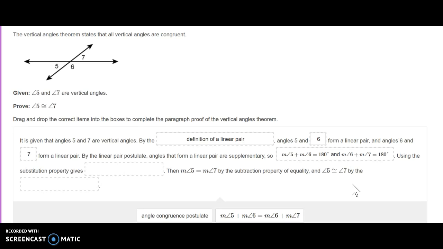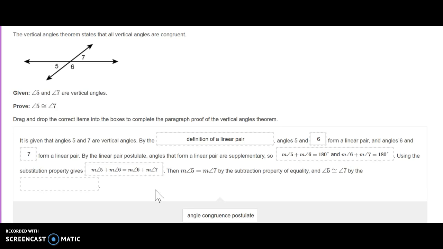Okay, so now we can use the substitution property. And we can substitute measure of angle 6 plus the measure of angle 7 in for 180 degrees because that equals 180 degrees. And then we end up with the measure of angle 5 plus the measure of angle 6 equals the measure of angle 6 plus the measure of angle 7. Then we subtract the measure of angle 6 from both sides, leaving us with the measure of angle 5 equals the measure of angle 7 by the subtraction property of equality.